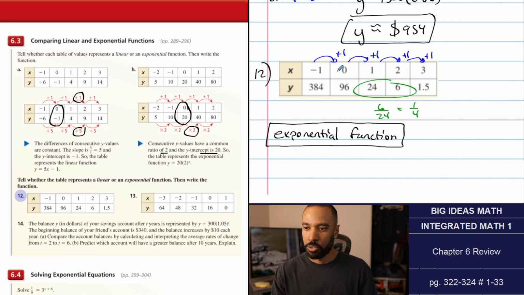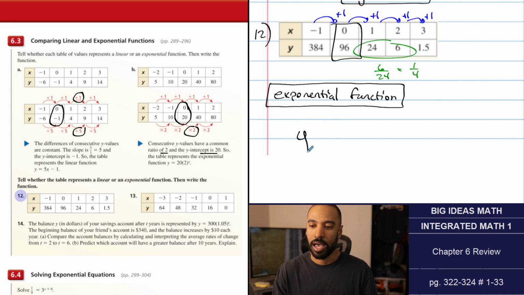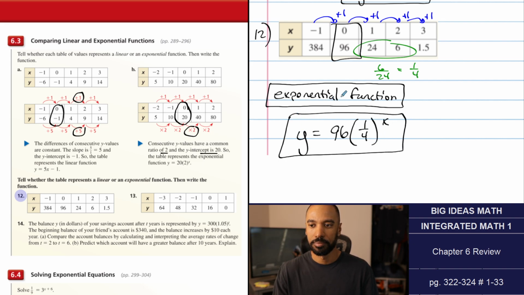It's an exponential function. The a value will be your y-intercept, 96, something I don't want to graph, and thankfully I don't have to. So the y-intercept is the value of y when x equals 0, that's a. Your b value is that 1/4, and it looks like that. This is our function, y'all. So y equals 96 times 1/4 to the x power.